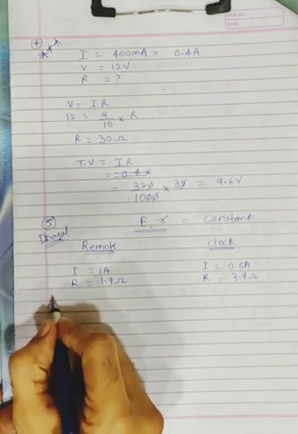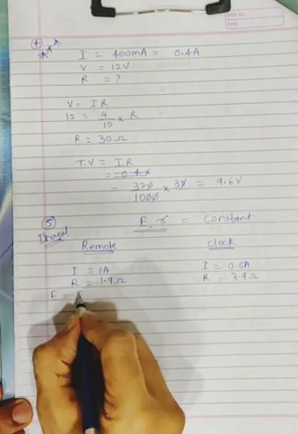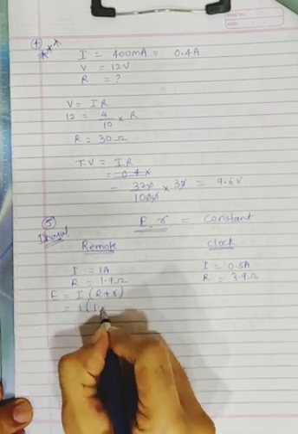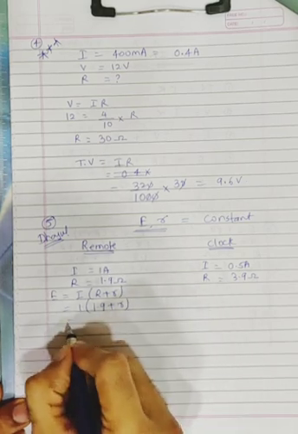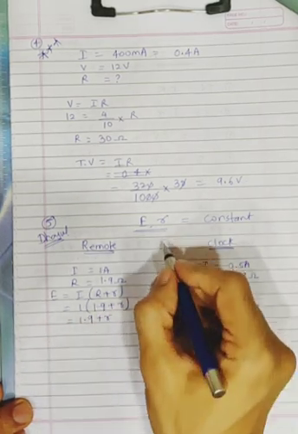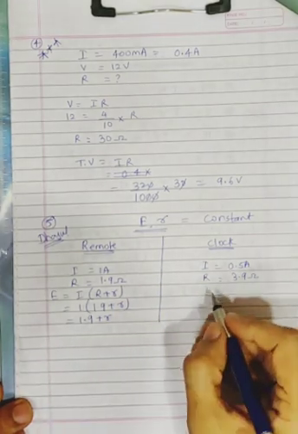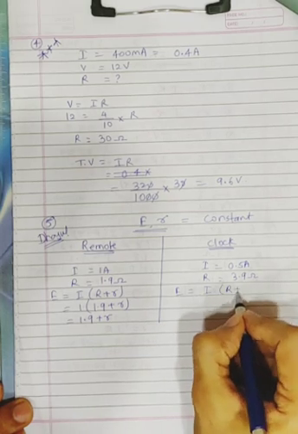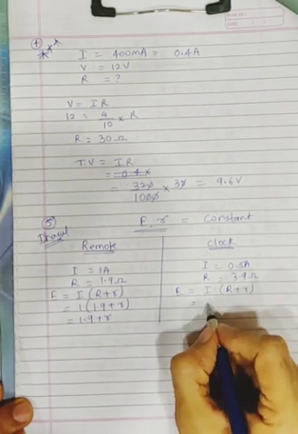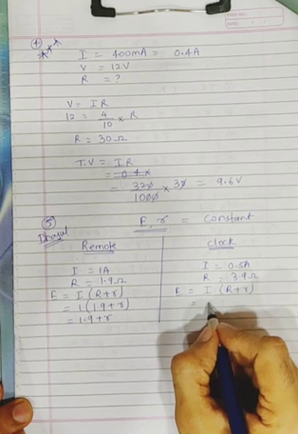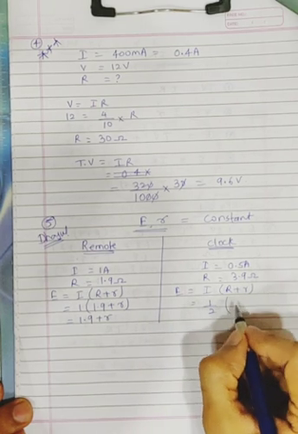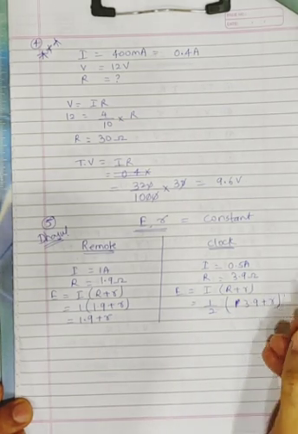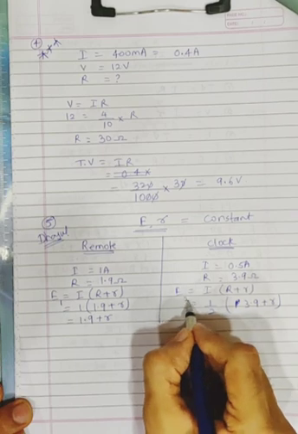We'll first find out the EMF here. What's the formula of EMF? I into big R plus small r. I is 1, big R is 1.9, small r is small r. So 1.9 plus small r. Here, what will your EMF be equal to again? I into big R plus small r. I is 0.5, so 1 upon 2. Big R is 3.9, plus small r. Now your EMF1 and EMF2 will be equal.